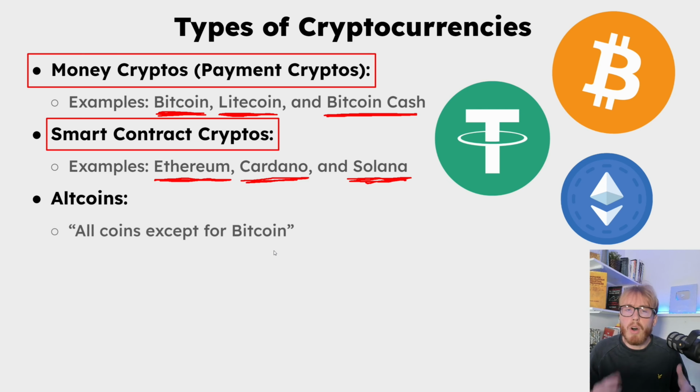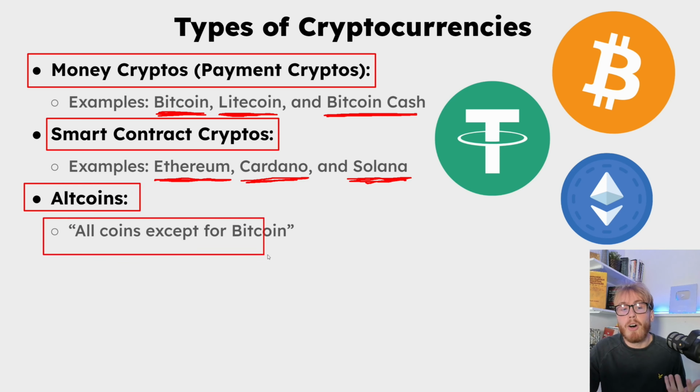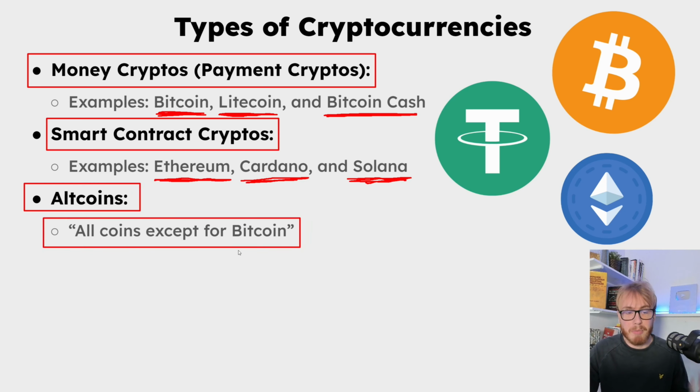The next type I want to talk about is something called altcoins. Altcoins is not really a type of cryptocurrency, but it is a very common word that you will hear all the time. When we talk about altcoins, what we mean is basically all coins except for Bitcoin. It's an umbrella term for these cryptocurrencies. So for example, Ethereum is an altcoin, Litecoin is an altcoin, and so on and so on.